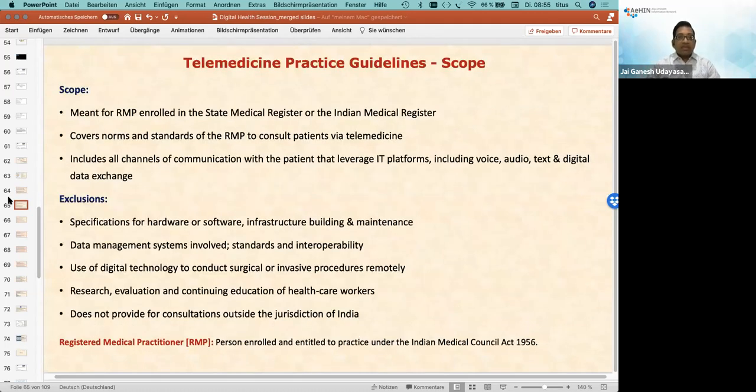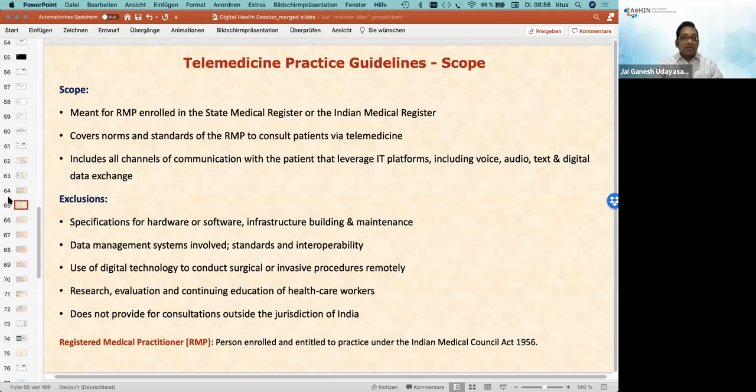So telemedicine practice guidelines, the scope has been kept simple, as I mentioned earlier. It just talks about who is eligible to practice telemedicine. It can be done by a registered medical practitioner, someone who is already registered with the Indian Medical Council, and then they are eligible and entitled to practice the allopathy form of medicine, that's the modern form of medicine, and they are the ones who can actually provide teleconsultation.